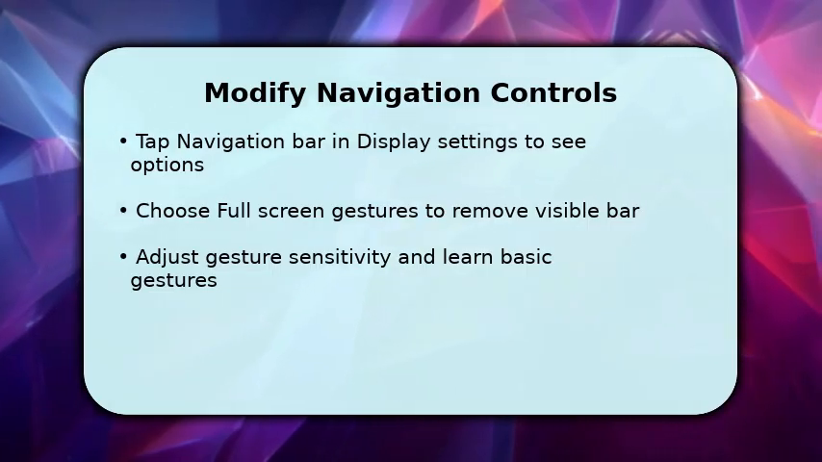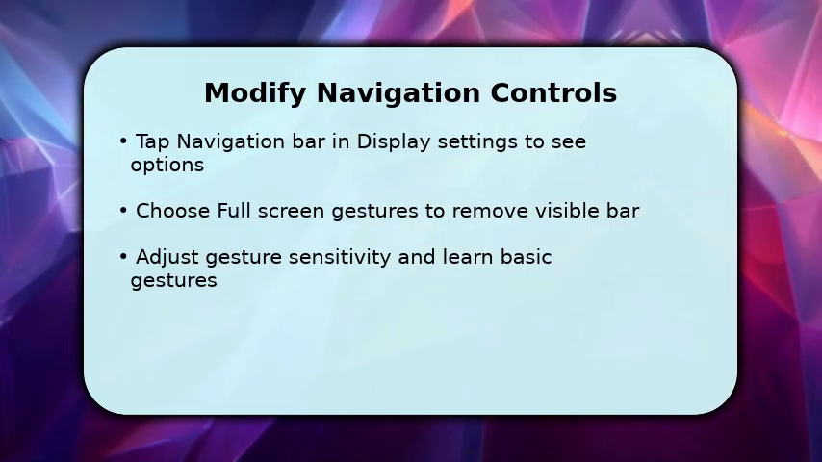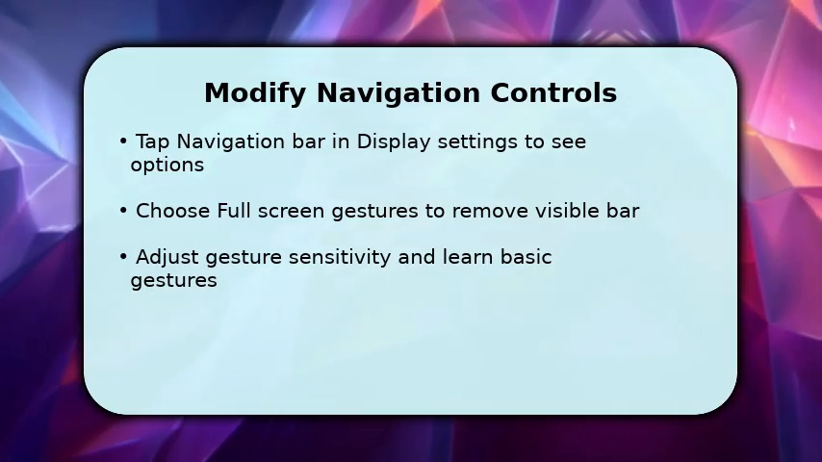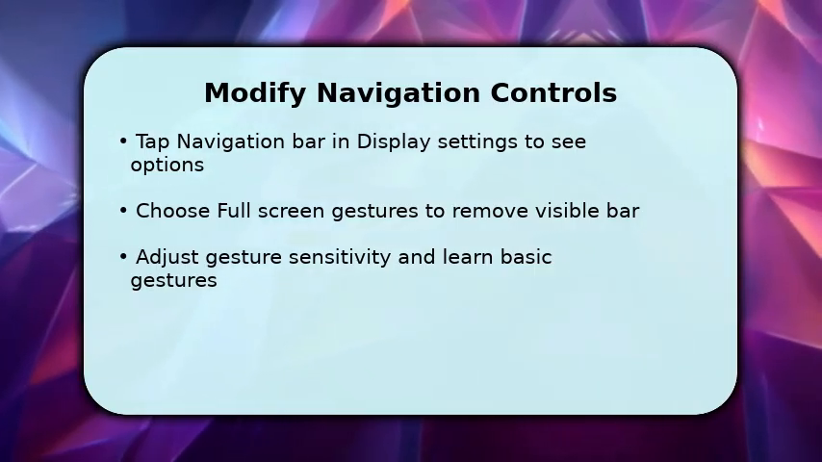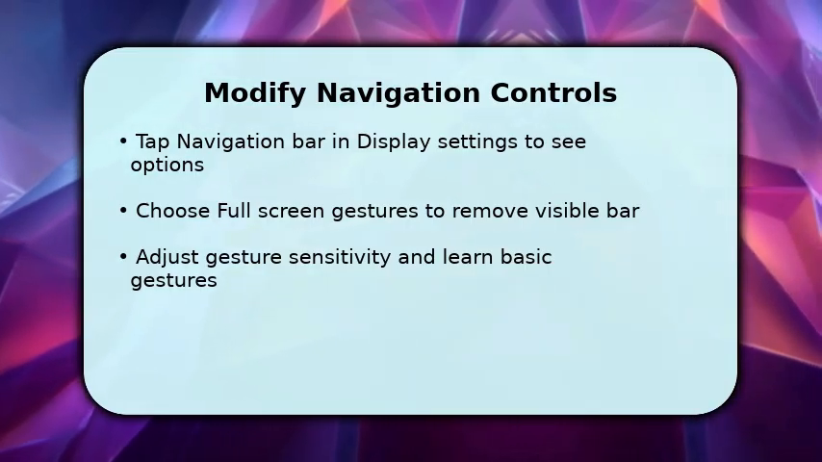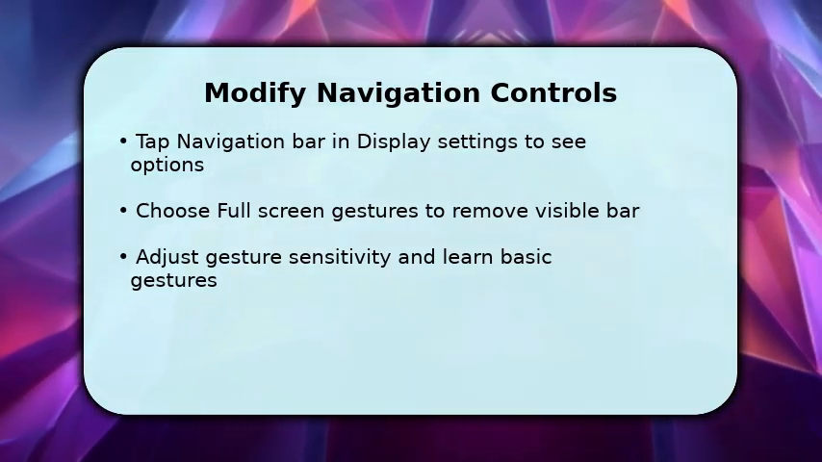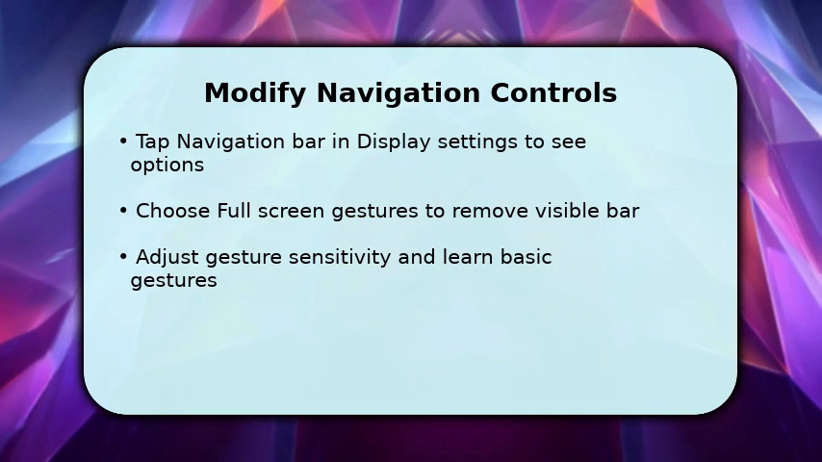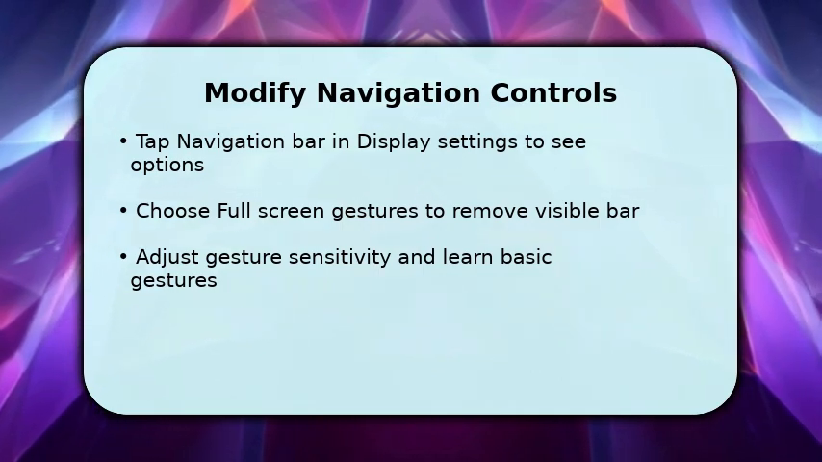Then, adjust gesture sensitivity so swipes register reliably. Too low and gestures won't work. Too high and accidental swipes happen. Practice. Swipe up for home, swipe and hold for recent. Swipe inward from edges to go back. These steps explain how and why gestures replace the bar.